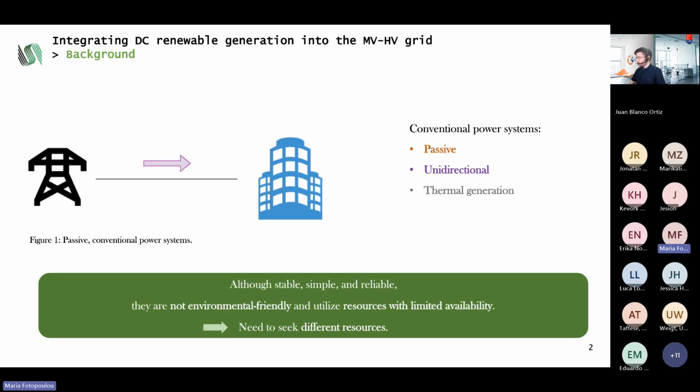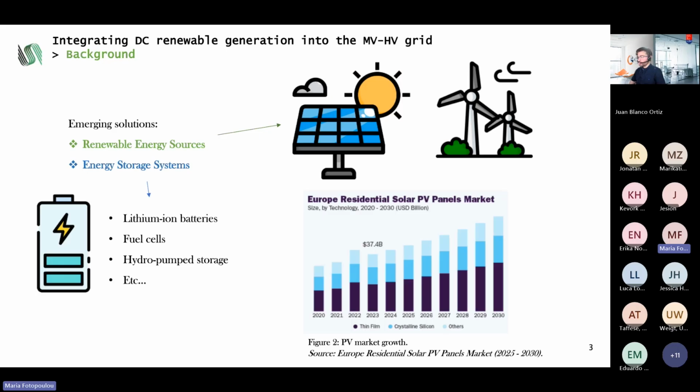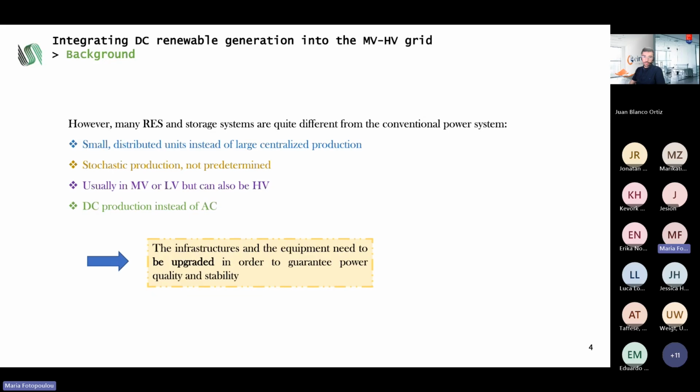These are a few words about the background, as you see. When we say different resources, the main emerging solutions are renewable energy sources and energy storage systems. By renewable energy sources, we mostly mean photovoltaics and wind farms. By energy storage, we usually mean lithium-ion batteries or any other kind of battery, fuel cells, hydro pump storage, and so on. Now, many of these resources are quite different when it comes to their integration into the power system.